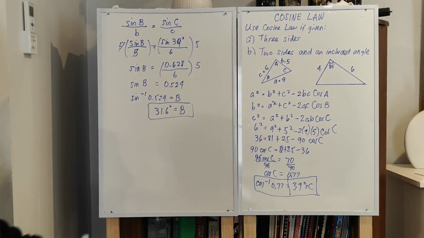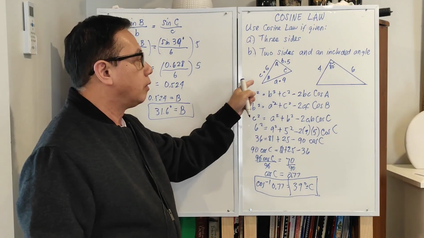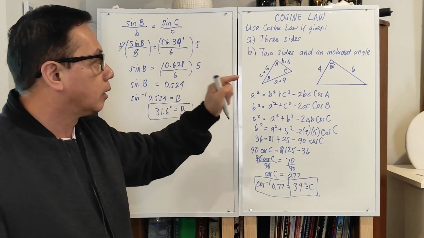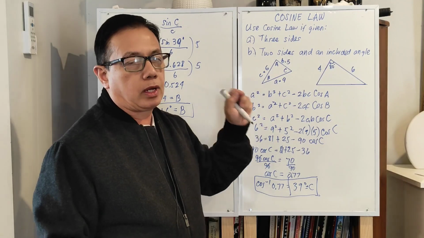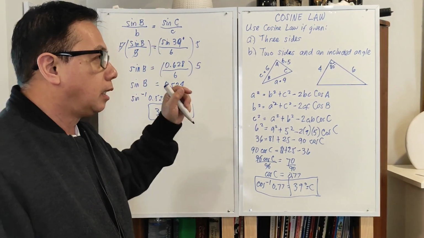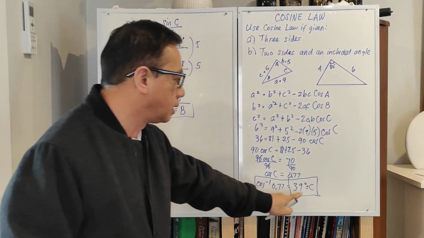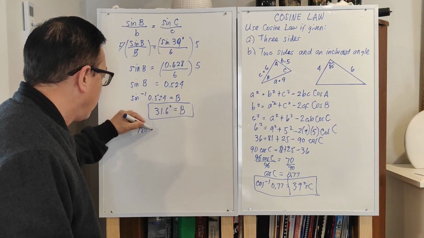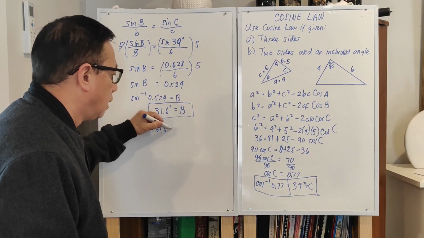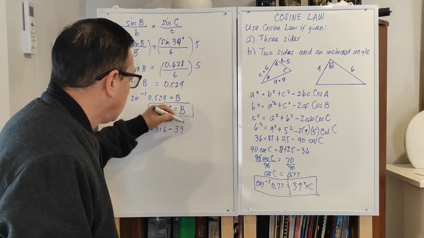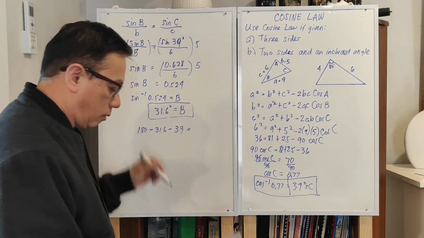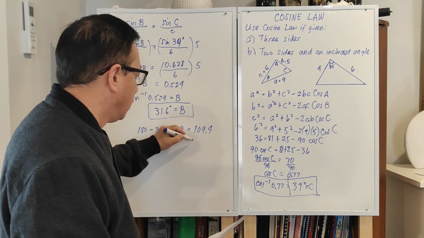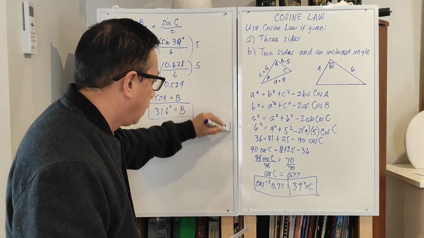Now to get the remaining angle, we can use the fact that the total of the internal angles of a triangle is 180 degrees. So 180 degrees minus this and minus this, you will get the remaining angle. So 180 minus 31.6 minus 39 degrees. So this is 109.4. So this is your angle A.